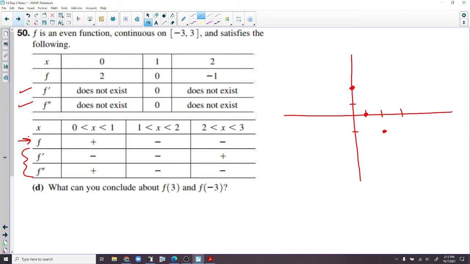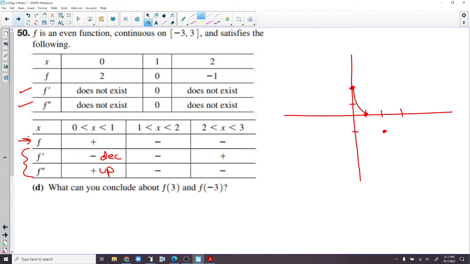If f prime is negative, what does that mean as far as the graph is concerned? And okay, slopes are negative, but it means the graph is decreasing. That's really what I want to hear, decreasing. And you're right, slopes are negative. That's exactly right. But if the slopes are negative, the graph is definitely decreasing. And what does this plus mean for the second derivative? Concave up. So decreasing concave up from 0 to 1. Decreasing concave up. So it's got a curve like that.